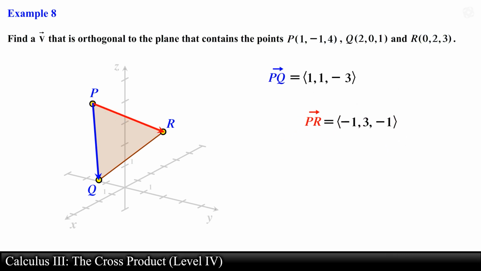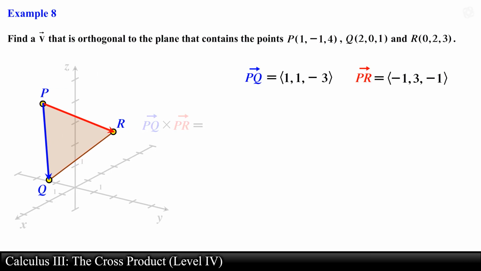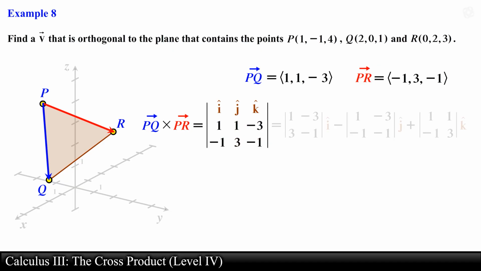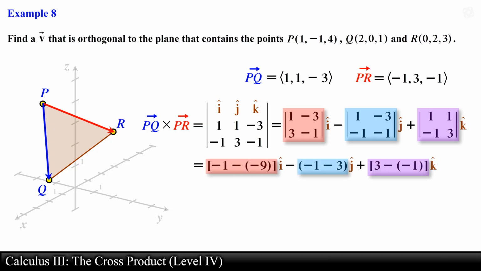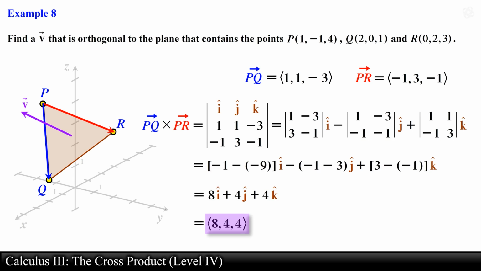Now that we have our two vectors, it is just a matter of taking the cross product between them. So we use the component definition of the cross product and set up our determinant. Then we find the minor for each component as follows. From here, we find the determinant of each 2x2 matrix. Lastly, we simplify each component, obtaining a vector with components equal to 8, 4, and 4.